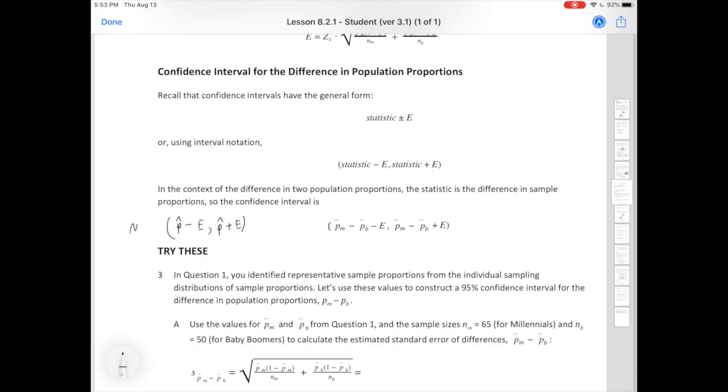Right? This was in Module 7, when you have one sample proportion. However, now what we're doing is we have two of them, and so we're replacing p hat with pm hat minus pb hat. And so that's why the p hat got replaced with those. Okay?